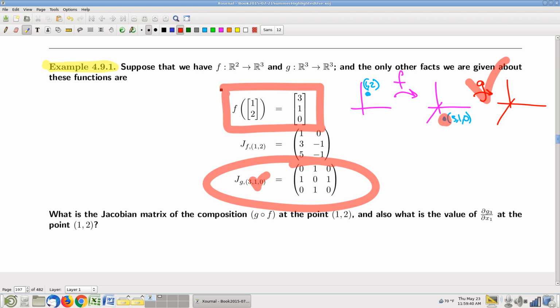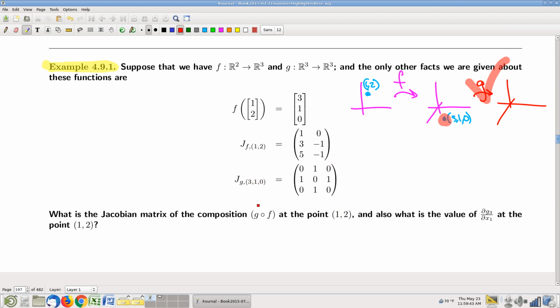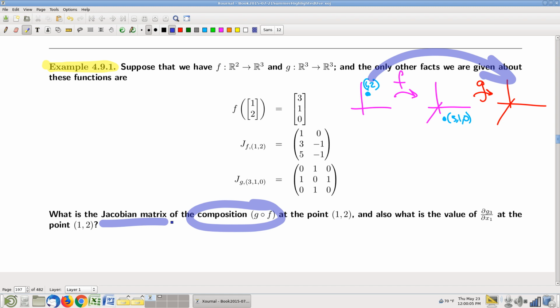And the question finally gets around to asking, oh man, I didn't mean to delete that. It's hard to delete just one thing but not the other. There we go. So the question says, suppose I'm then interested in the composition. How would I compute the Jacobian matrix of that composition? We'll get to the second part of the question in a moment. Is everybody on board for the first part of the question, though?